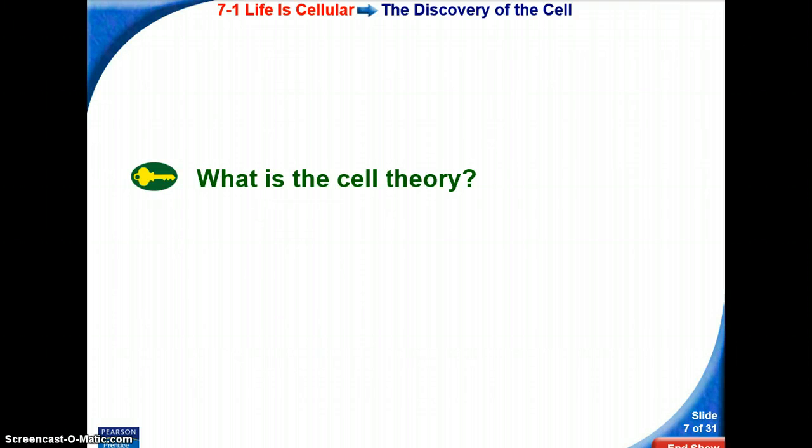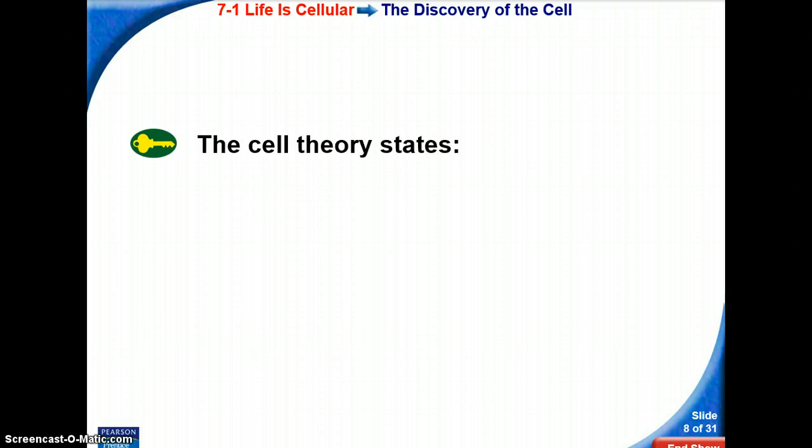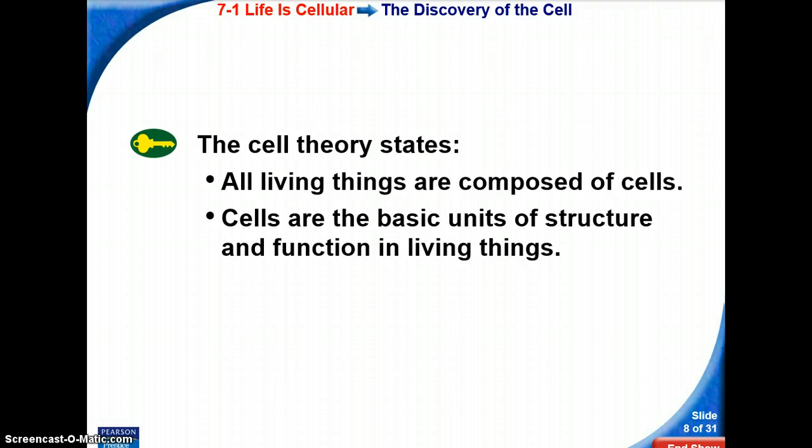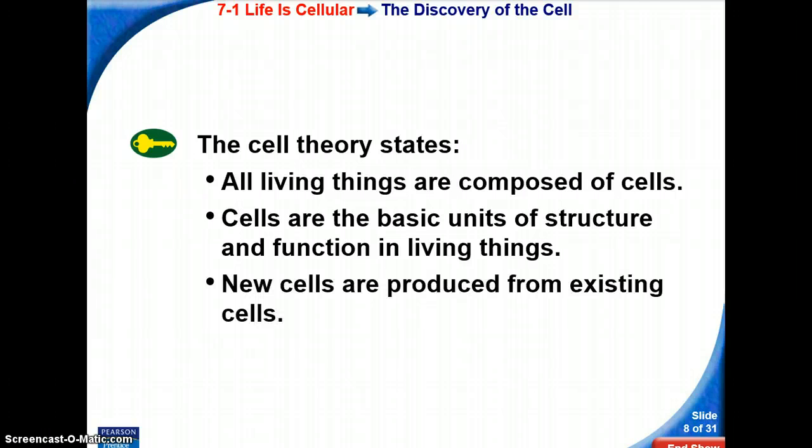So your first key concept question asks, what is the cell theory? Well, the cell theory states that all living things are composed of cells. Cells are the basic units of structure and function in these living things, and new cells are produced from existing cells. So those three things that those scientists concluded along the way are what our cell theory states.